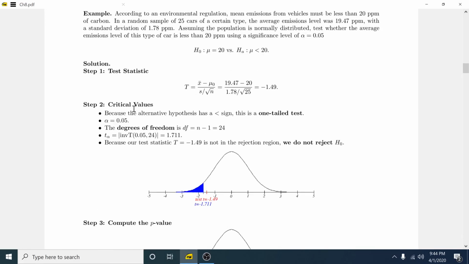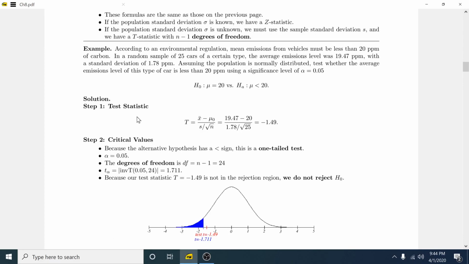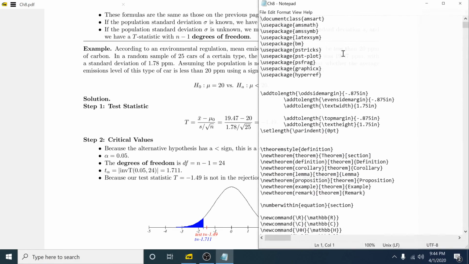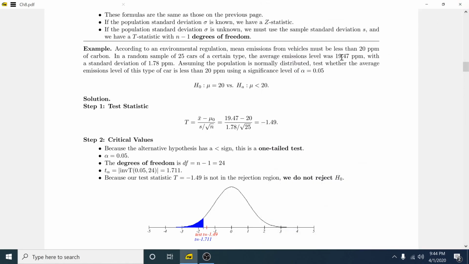Okay, let's do our three-step process here. So step 1, we are going to calculate our test statistic. You'll notice this t statistic is really just the same formula we used on the previous slide. So you just take your sample mean, 19.47, keeps popping up, but we'll take our sample mean of 19.47 here. We're going to take mu naught, which is the 20 from our null hypothesis. Our standard deviation is 1.78, and our sample size on this problem was 25. Plug all that in, we get a test statistic of negative 1.49.